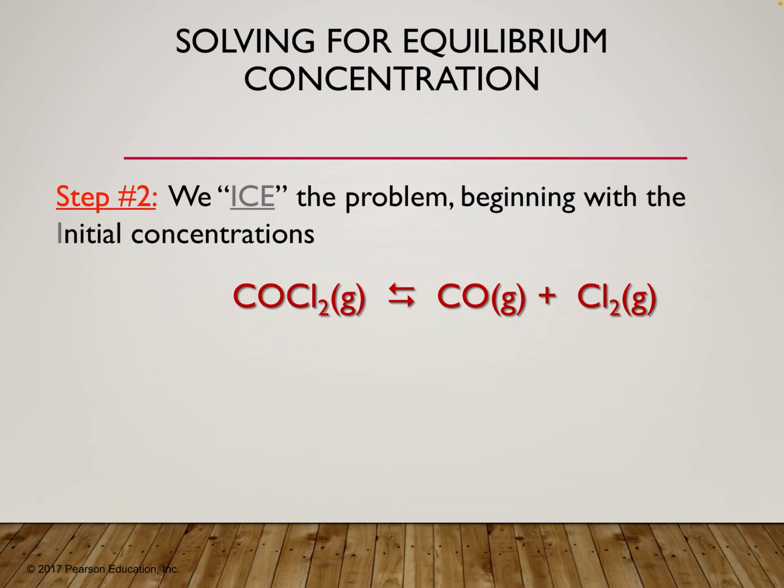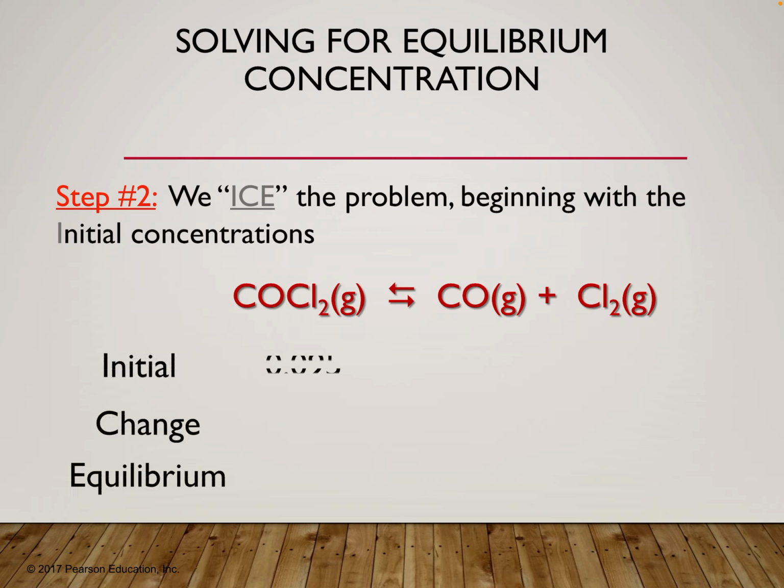Next up, we're going to ice the problem, beginning with all of the initial concentrations. So our initial concentration is there, and we don't have any of the products. Okay, so again, we know that this reaction is going to have to go to the right to make some products because it can't go left because we don't have any products to work with. So it has to go right.